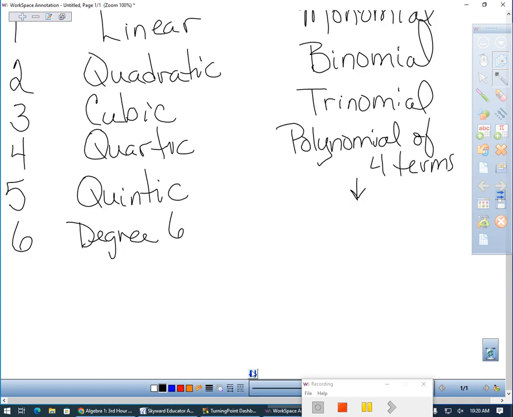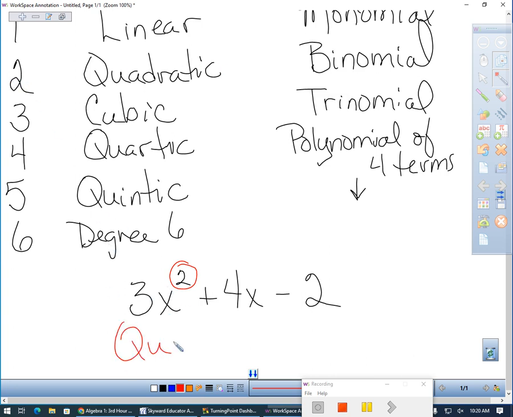I'm going to write it in standard form to begin with. Let's say I have a polynomial that looks like this: 3x to the second plus 4x minus 2. Because this is in standard form, my highest exponent is a 2. The word for 2, or degree 2, is quadratic. Then the second word is the number of terms. I have 1, 2, 3 terms. So 3 terms is called a trinomial. So this is called a quadratic trinomial.